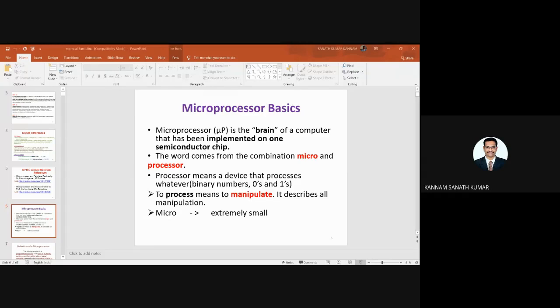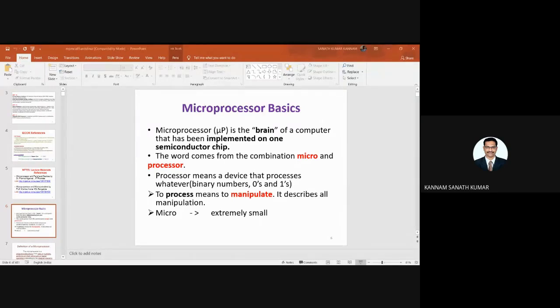The microprocessor is a programmable device that takes in numbers, performs arithmetic and logical operations on them according to the program stored in the memory, and produces other numbers as a result. So this is the basic definition of the microprocessor.